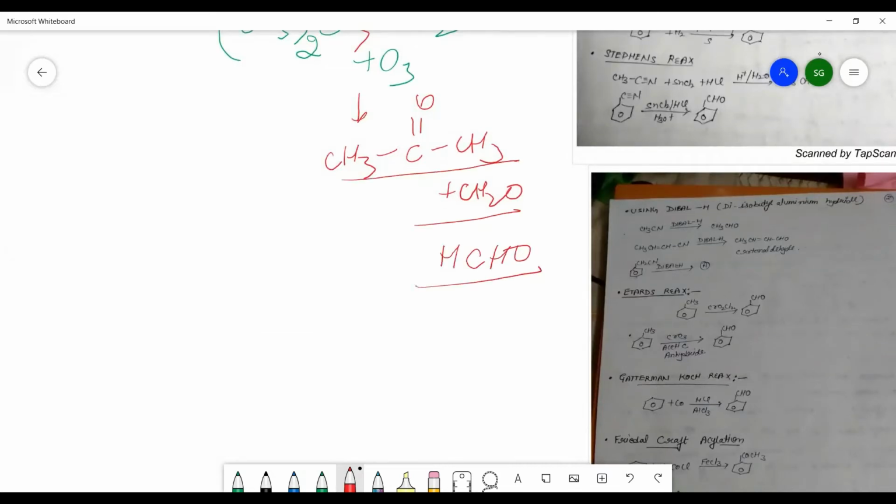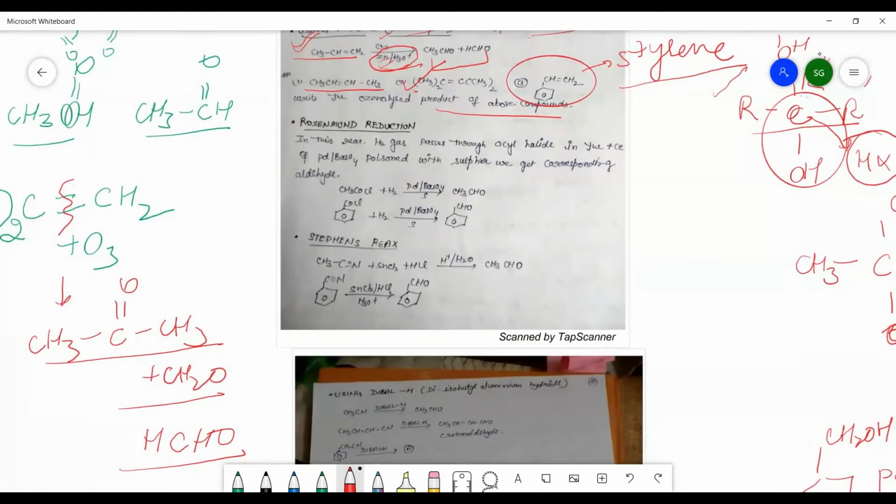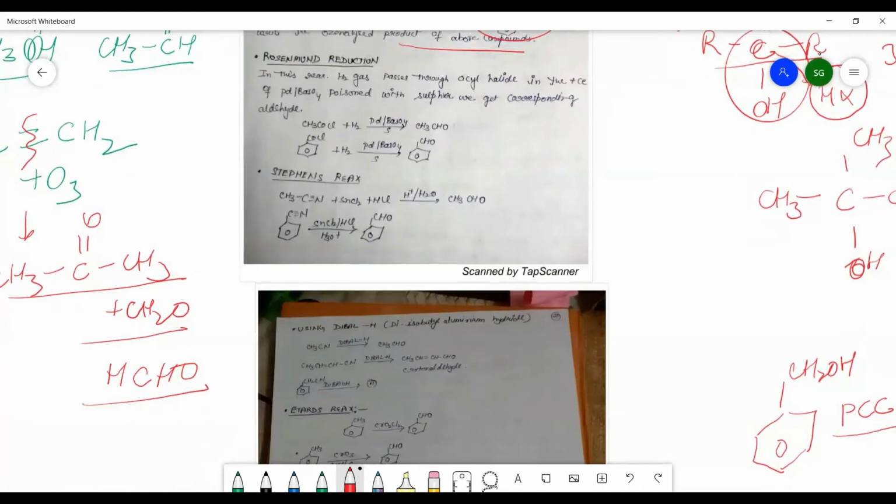So in this manner you can get the aldehyde and ketone using ozonolysis, from which questions can be asked in any way. Now another method by which we can prepare the aldehydes only. This reaction is used for the preparation of aldehyde, and it's a very important reaction, and this is the Rosenmund reduction. In case of Rosenmund reduction, what will we do?